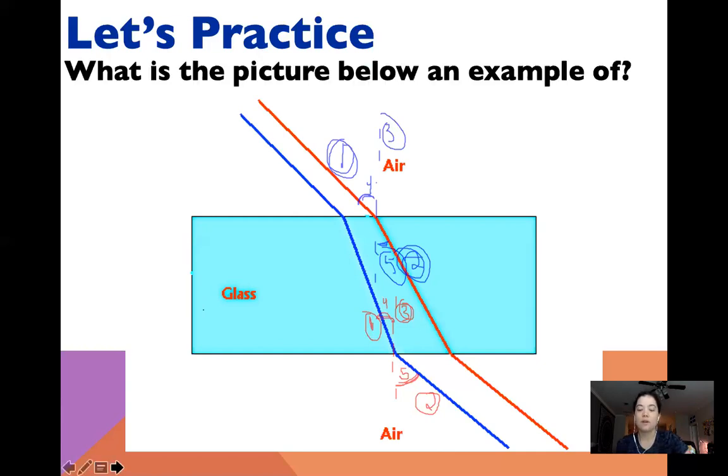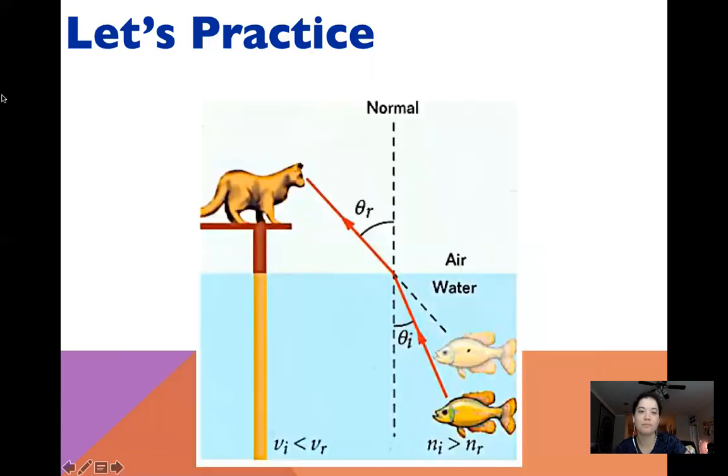So let's talk. We already talked about this, it's refraction. All right, what is this picture an example of? This is also an example of refraction. Here's where the fish actually is, but due to refraction, this is where the fish will appear to be.